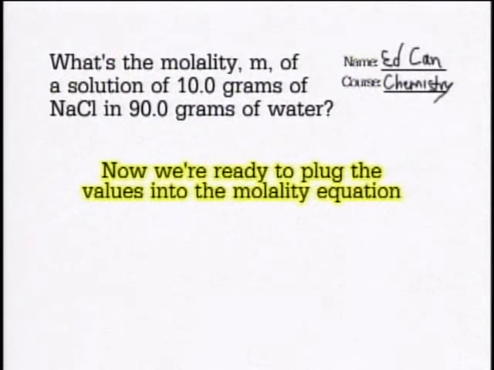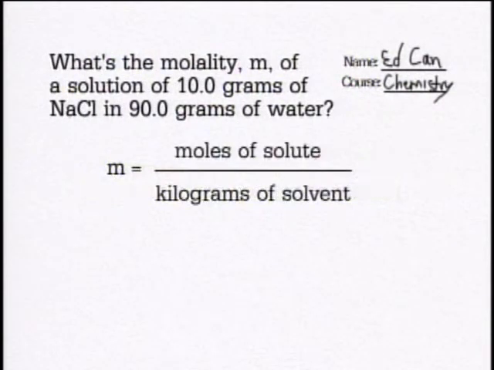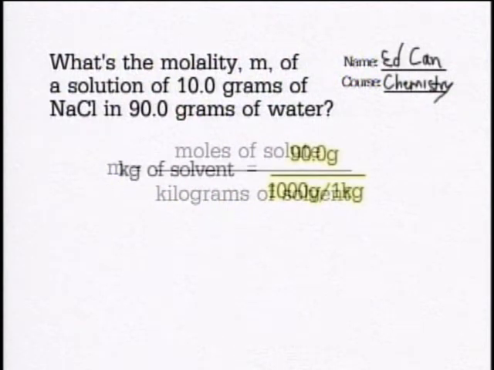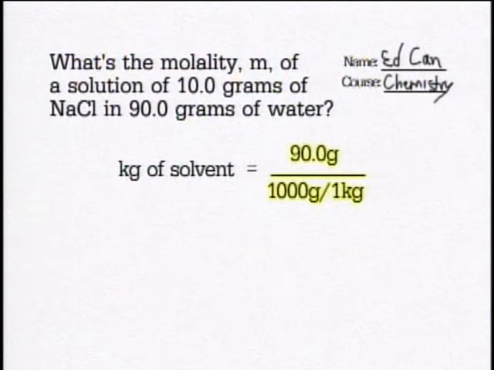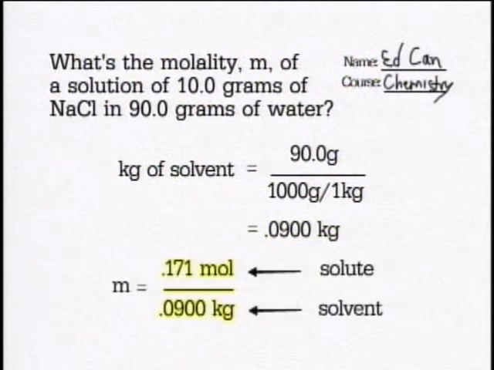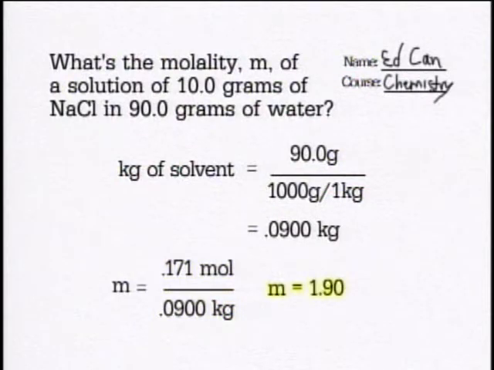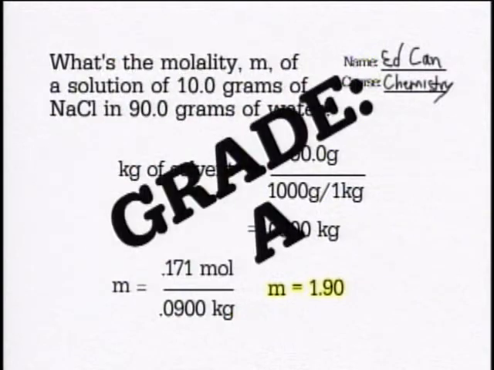Now we're ready to plug the values into the molality equation. Molality equals the number of moles of solute divided by kilograms of solvent. We have 90 grams of water, the solvent, and 90 grams equals 0.0900 kilograms. So, the molality equals 0.171 moles divided by 0.0900 kilograms. That comes to 1.90. And we have found the molality of our solution.